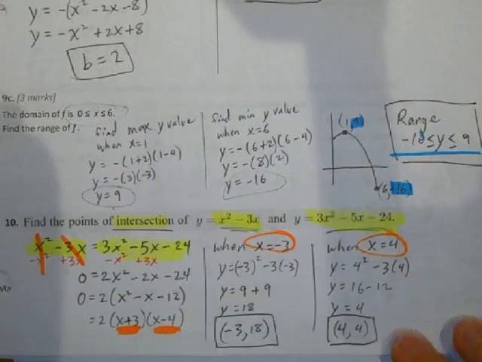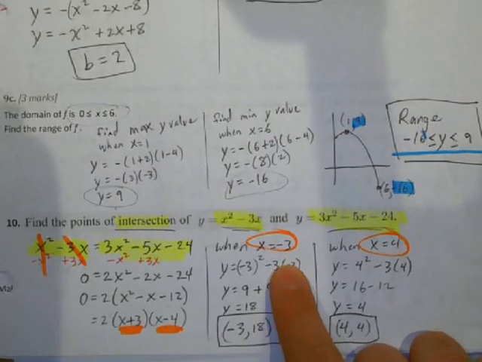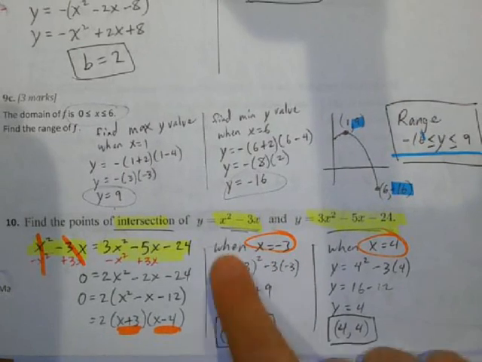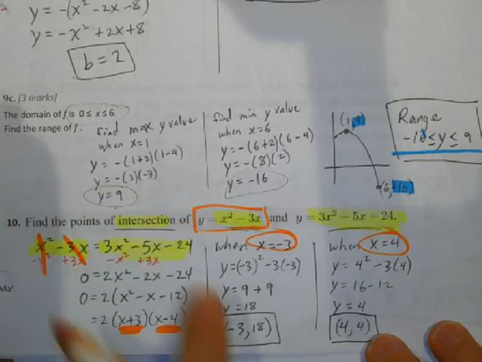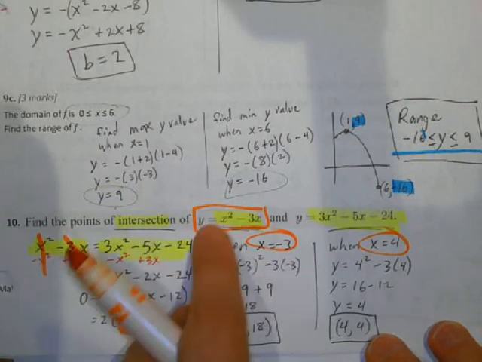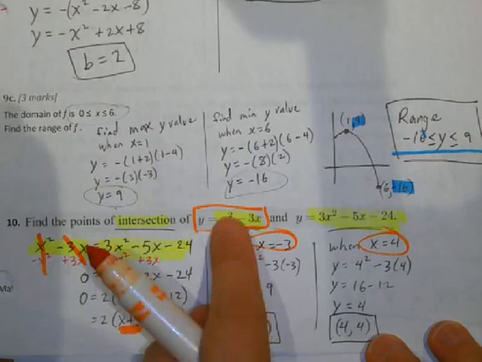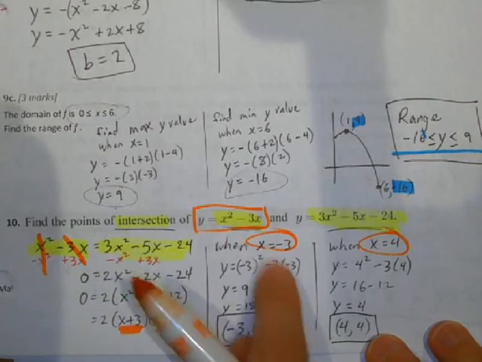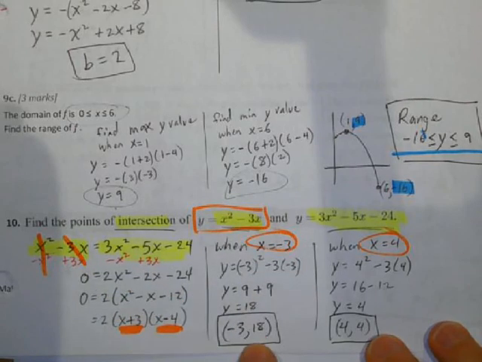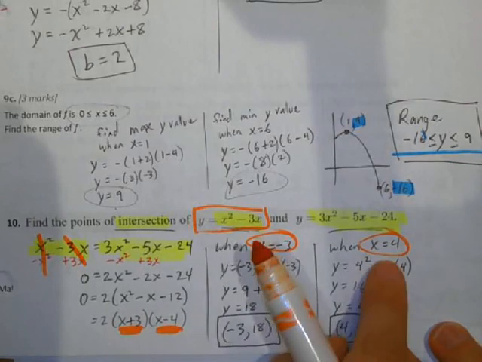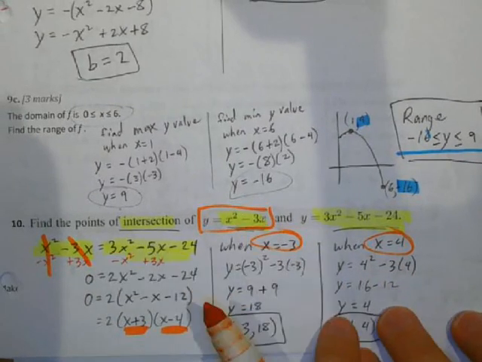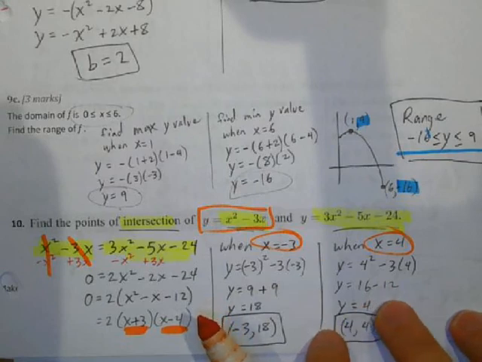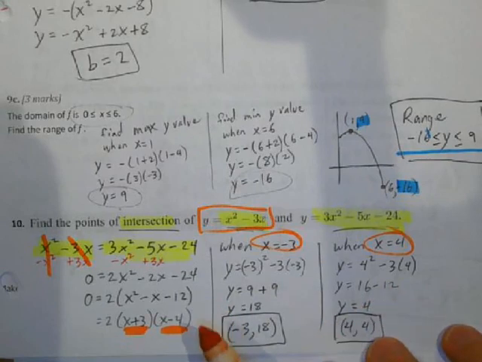So I'm going to plug in negative 3 into one of my equations. So if I use this equation here, I'm going to plug in negative 3. I get negative 3 squared minus 3 times negative 3, and then I end up with 18. If I plug in 4 into this equation, I end up with 4 squared minus 3 times 4, which is going to give me 16 minus 12. I end up with a y value of 4.